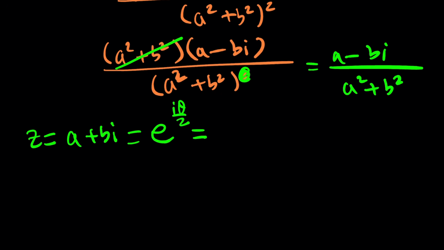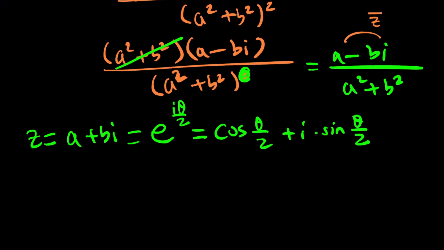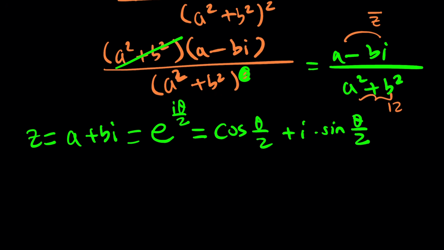Euler's formula. Here comes Euler. We can write this as cosine theta over 2 plus i sine theta over 2. Okay, but how is that helpful, right? Well, here's the thing. If z is a plus bi, isn't this z bar? In other words, the conjugate of z, yes. And isn't this the absolute value of z? That is interesting, sort of, right? What is that supposed to mean?